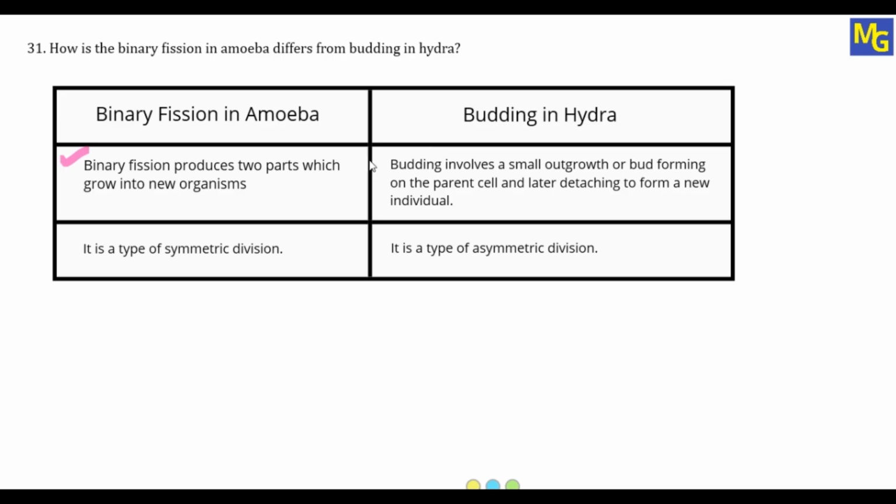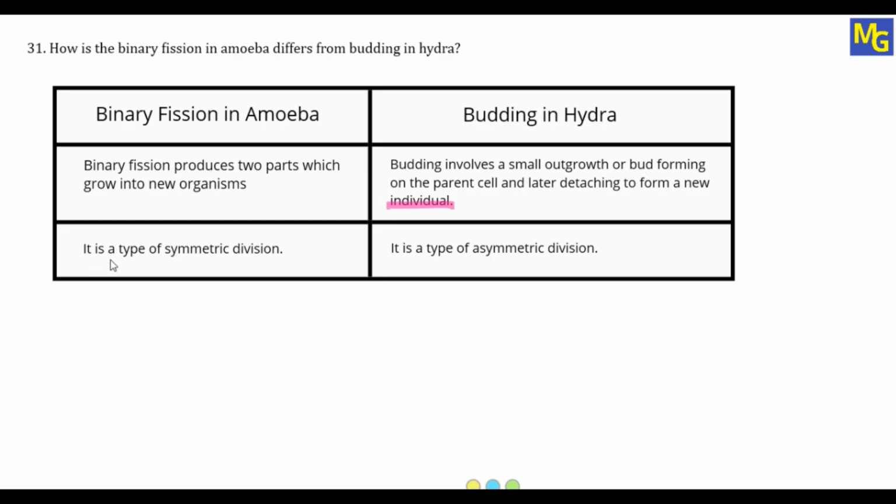Then this side we have to write the definition of budding in hydra. Budding involves a small outgrowth or bud forming on the parent cell and later detaching to form a new individual. So budding means formation of a bud. A small outgrowth will develop on the parent cell, which is called a bud, and once it becomes mature, it detaches. It gets cut from the parent body and tries to grow on its own. That is, it will become a new individual. So this is called budding. So this is the first difference.